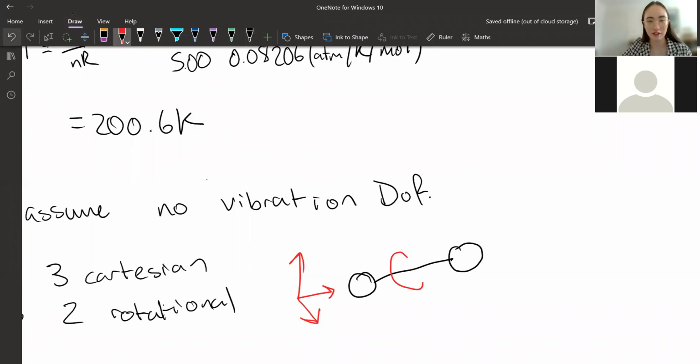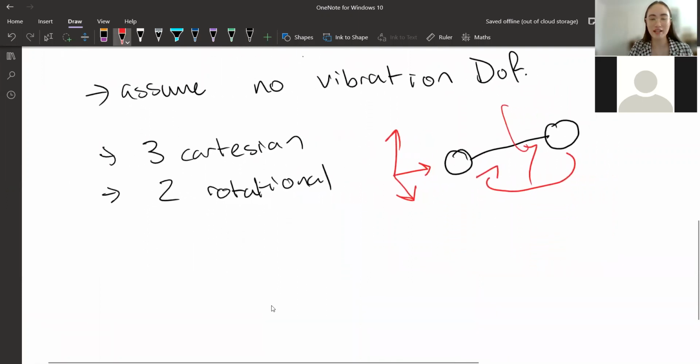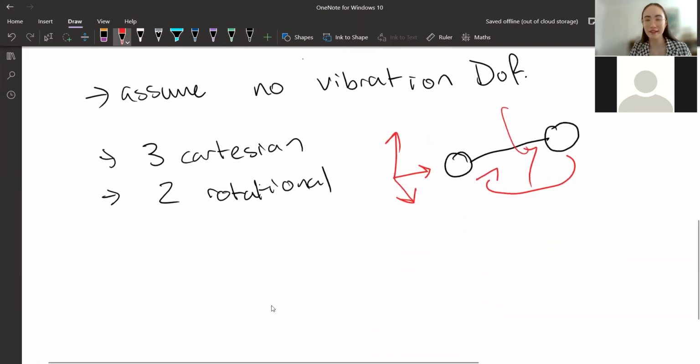No, that will look the same. It can rotate this way and, oh yeah, no, it must be that way. It can rotate in 2 degrees of freedom. And that's a pretty general rule for a diatomic gas.